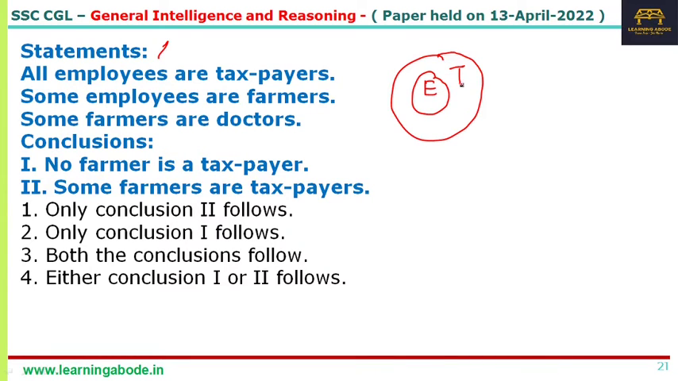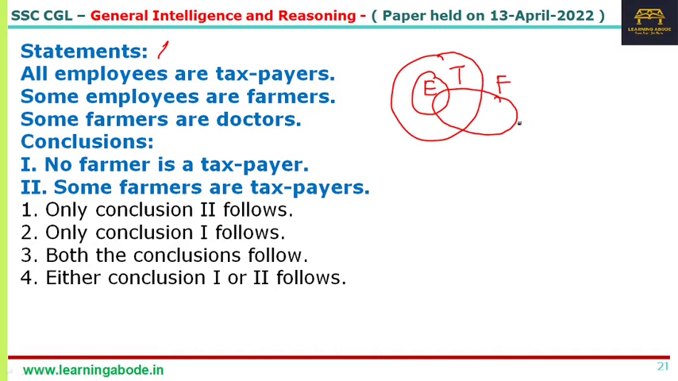All employees are taxpayers. Now some employees are farmers. Okay, so when you say some employees are farmers, it can be like this, or it can be only within, just very close also is possible. So some employees are farmers, it can be outside the taxpayer circle or inside the taxpayer circle. Farmers can be completely within the taxpayer circle or outside, anything is possible. Okay, right. Now some farmers are doctors. The third statement says some farmers are doctors.